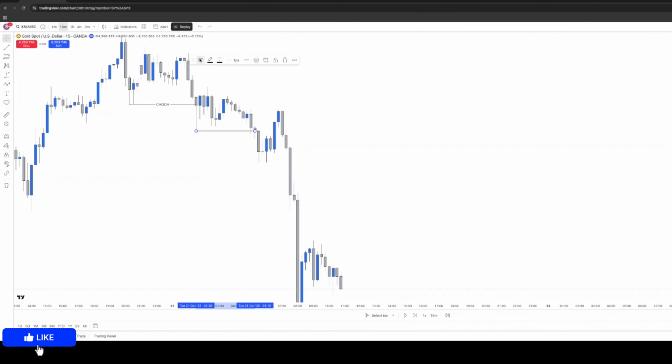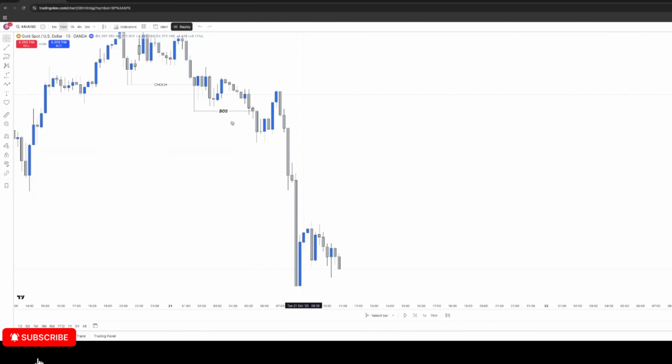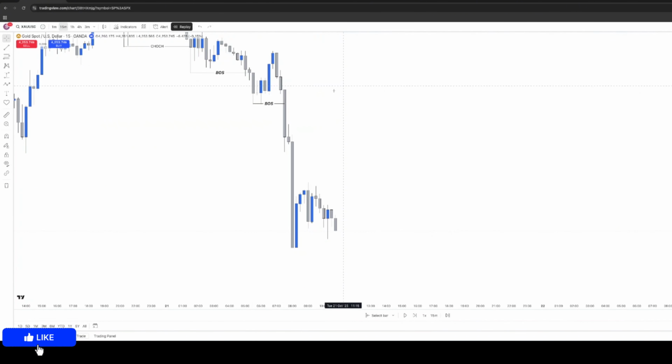Now, this break of structure also was significant, and by breaking this low, the market retested back to this order block. Market gained more momentum of dropping, and then this is what happened. Again, market dropped for good. Now, this is really showing you that the market now is no longer interested in going to the higher highs.